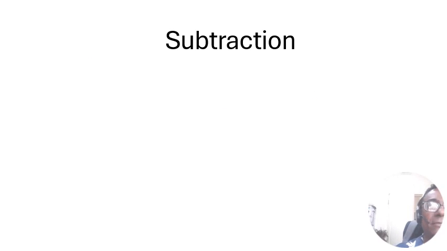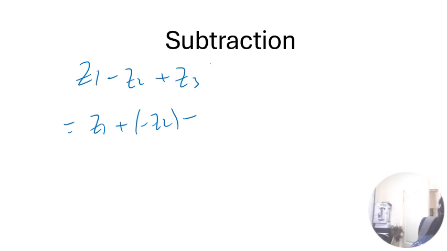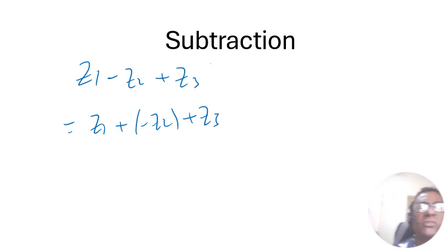Subtraction is more or less the same, because if you had the number z1 minus z2, that is nothing more than taking the negative of z2 and adding that to z1. So this is just going to be z1 plus minus z2. Now you can knock yourself out.